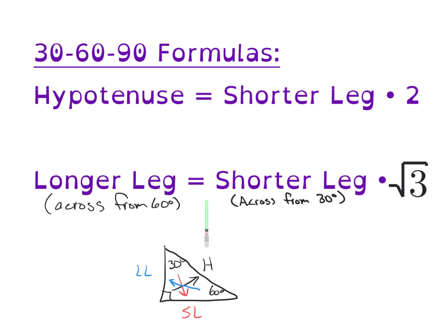For the longer leg, which is across from the 60, the way we find it is we take the shorter leg and we multiply it times the square root of 3. Okay, that's not a negative, it's just the square root of 3. All right, so these are our formulas.